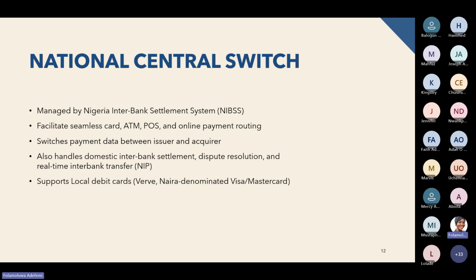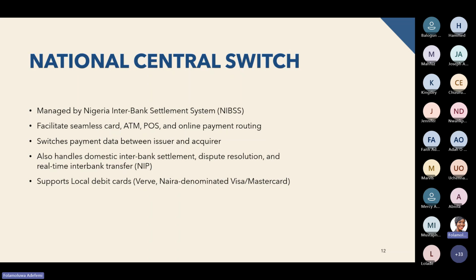So the same way we have other platforms that handle transfers, NIP is also at the center of interbank transfers because they have connections to all banks, all Nigerian banks, and financial institutions, fintechs, switches. And so they are able to handle real-time interbank transfers. The name of their transfer service is NIP. So you've also probably heard of that.